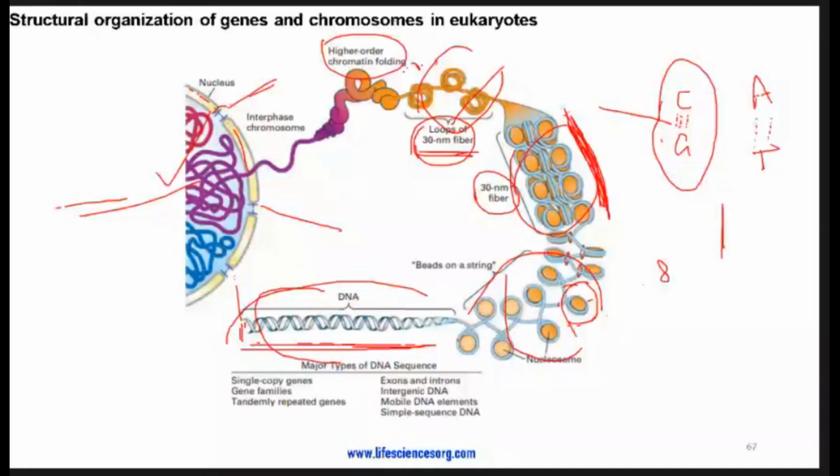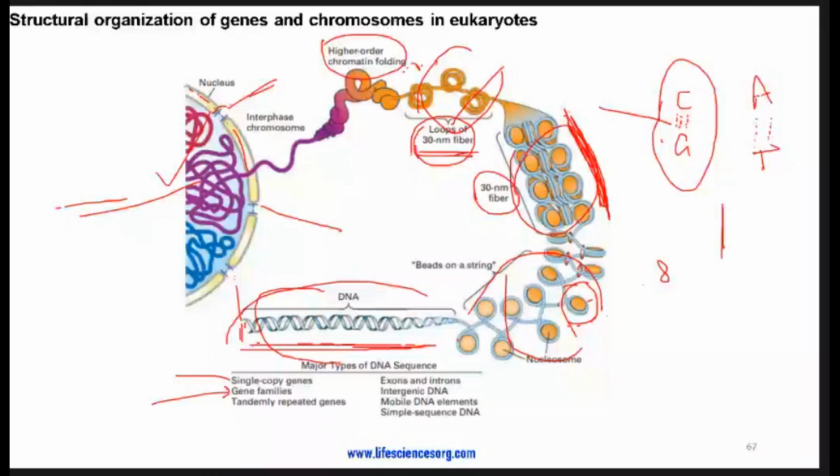One type of DNA element is a single copy gene. Some of the genes are present in the form of a single copy. Some gene families are present, like 1 gene, 2, 3, 4, 5, 6, 7, 8, 9, 10 genes that are doing a similar function. That's why they are called a gene family. And gene families are making the protein families.